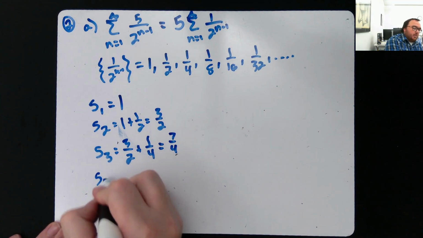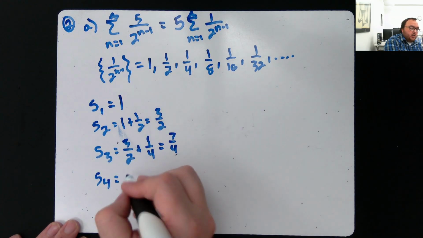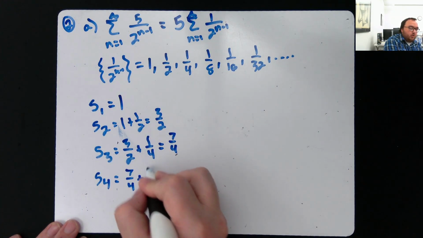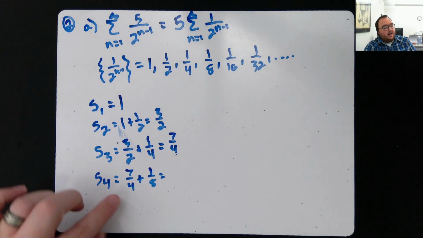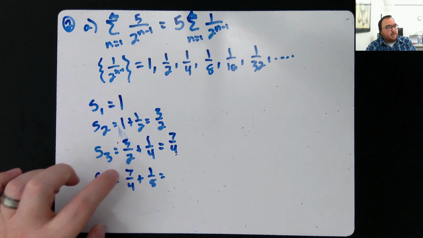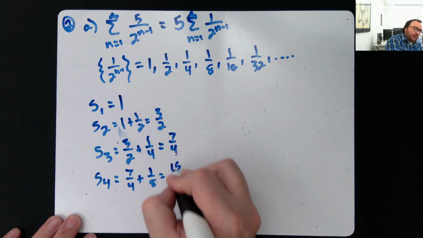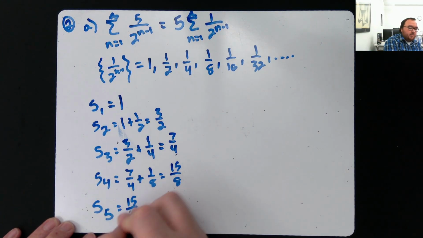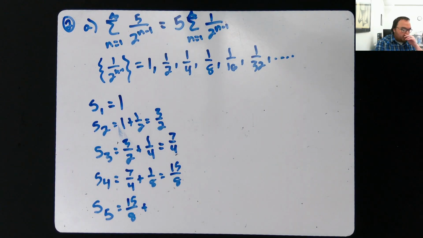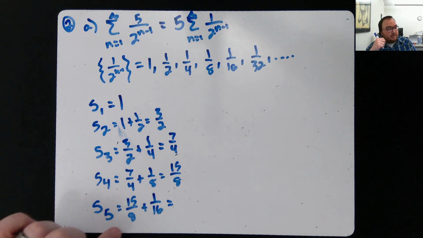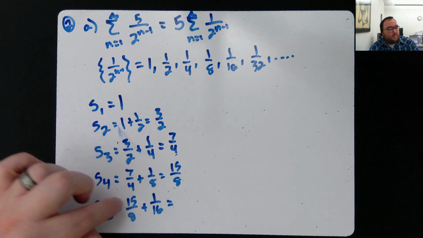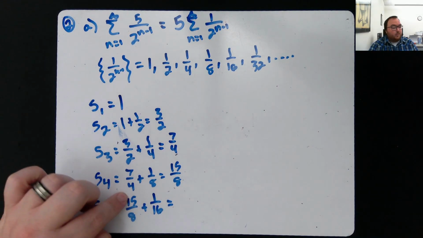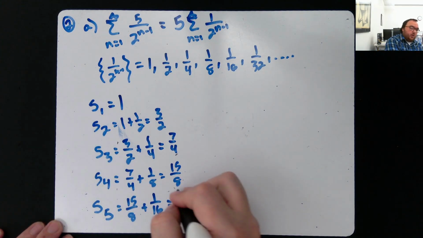Do it again. Sum of my first 4 terms. I know my first 3 terms add up to 7 over 4. My fourth term is 1 over 8. I need to times this by 2. 2 times 7 is 14. 14 plus 1 is 15. Sum of my first 5 terms. I know my first 4 terms add up to 15 eighths, plus my fifth term, which is 1 over 16. Times 2 gives me 16, which is what I need. 15 times 2 is 30. 30 plus 1 is 31.